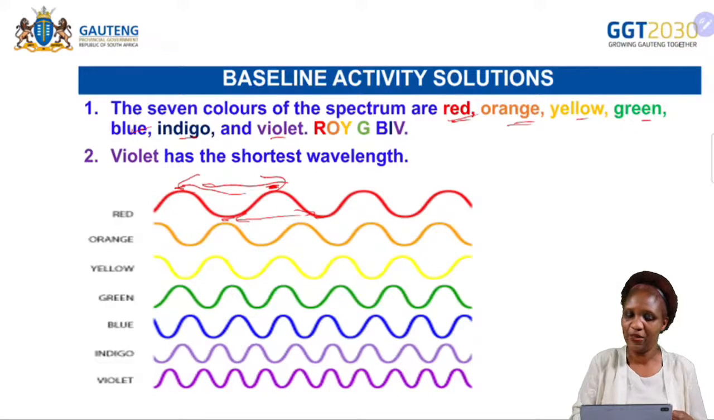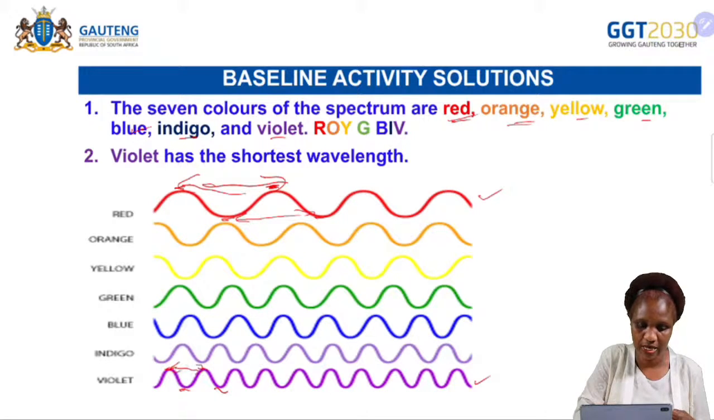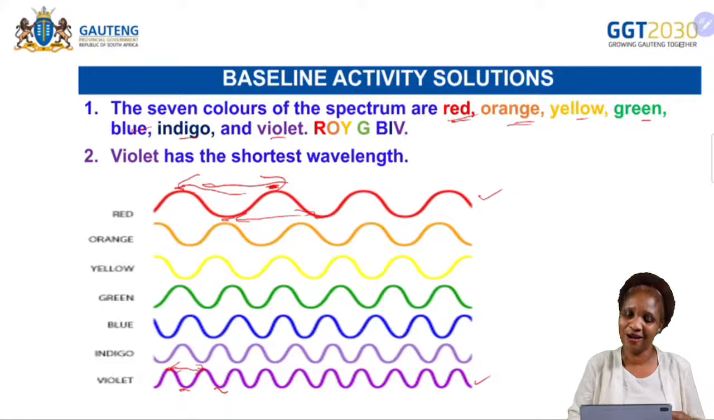All right. Then red has got the longest. And then violet has got the shortest. If you check the distance between this trough and this trough, and this crest and this crest, check the distance. It is the shortest among all these 7 colors. All right.